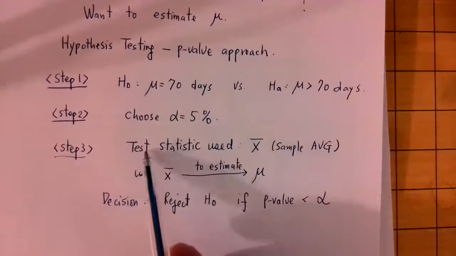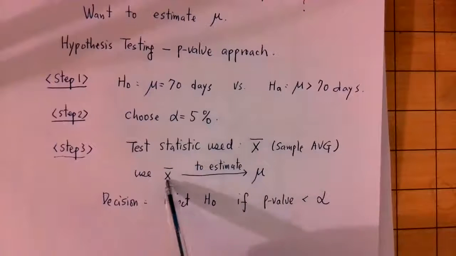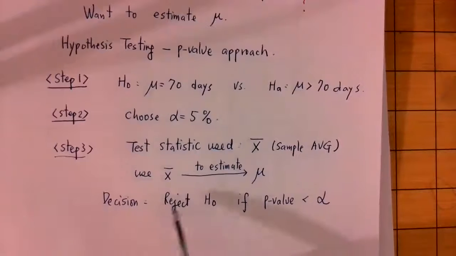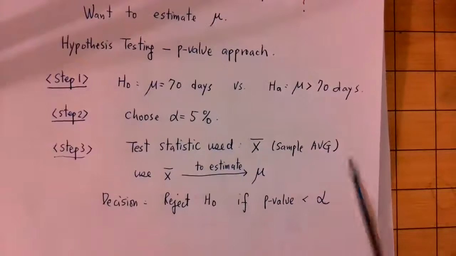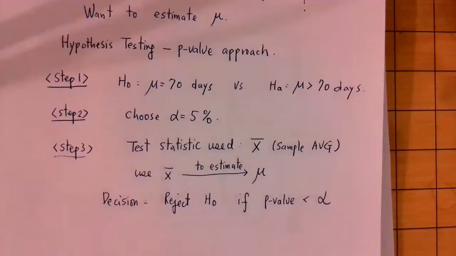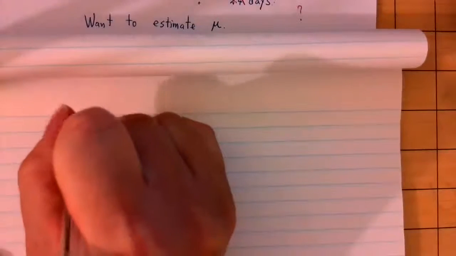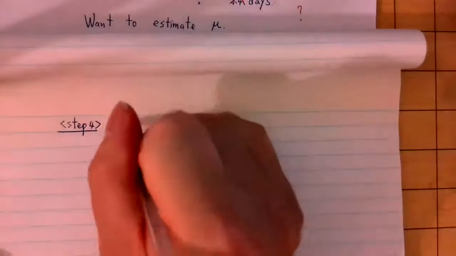Step 3, test statistic used. We use the sample average X bar to estimate the population average. And our decision is we're going to reject H naught if the p-value is less than alpha. These are all standard procedures. Okay, let's move on to step 4. Step 4 deals with calculations.